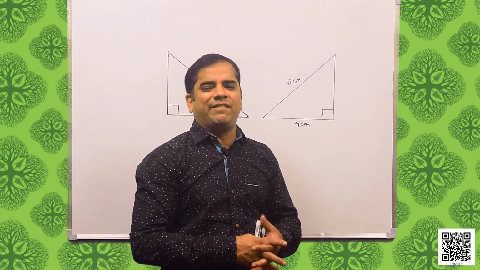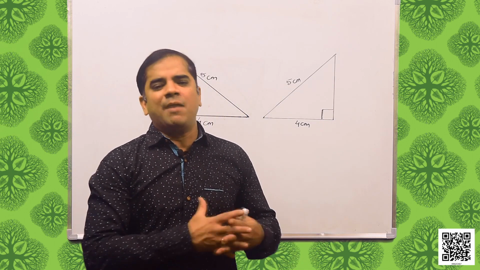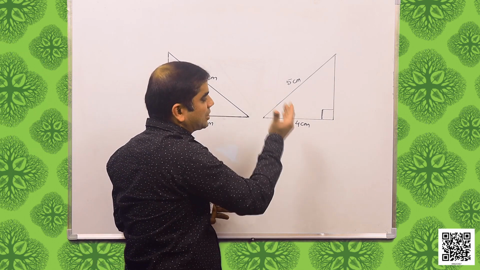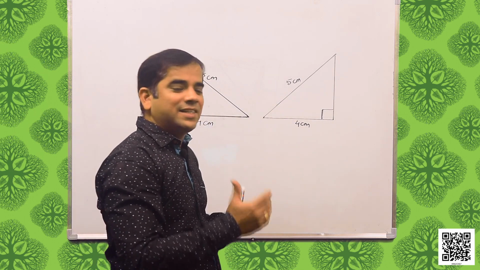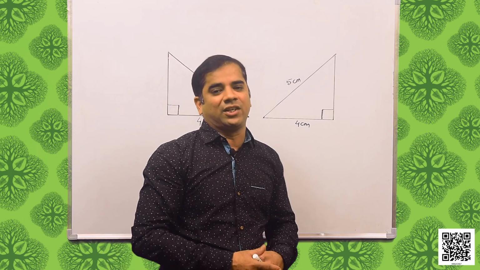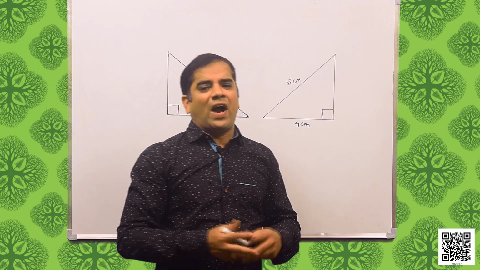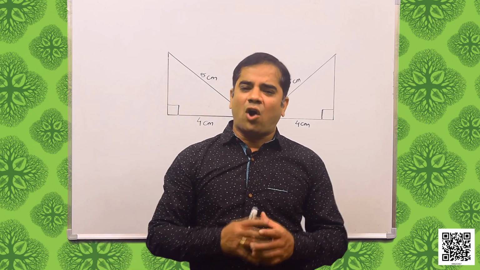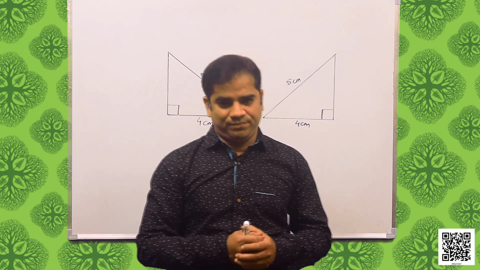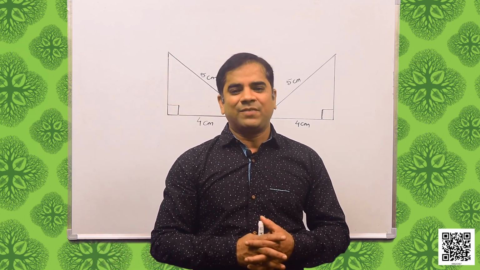We can repeat this activity with other pairs of right triangles and we will observe the same thing. If either the hypotenuse or the base is of a different length, then we can observe that they will not coincide with each other. That means those triangles are not congruent. So we will find that two right triangles are congruent if one pair of sides and the hypotenuse are equal. We have verified this in earlier classes, isn't it?